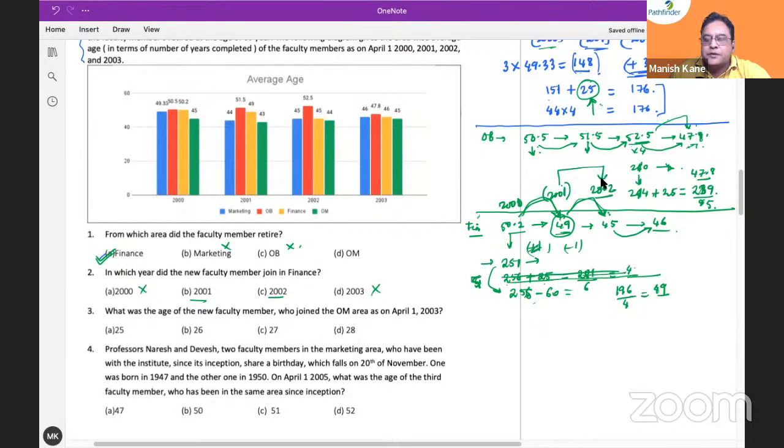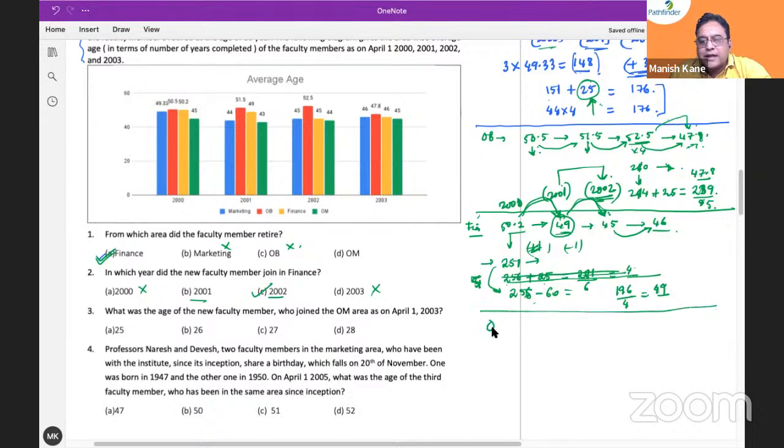So obviously this person, another person would have joined in 2002. I don't have to calculate anymore. So in which year did the new faculty member join in finance? 2002. What was the age of the new faculty member who joined the OM area as on April 2003?